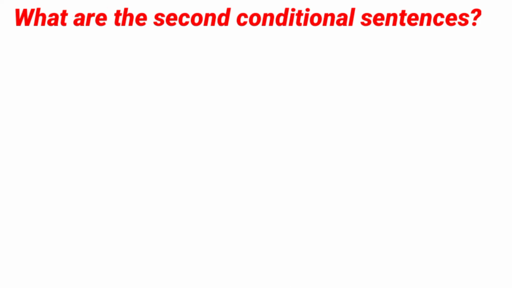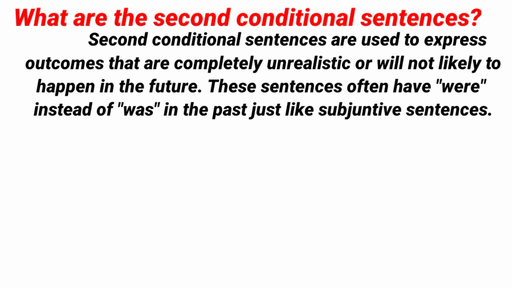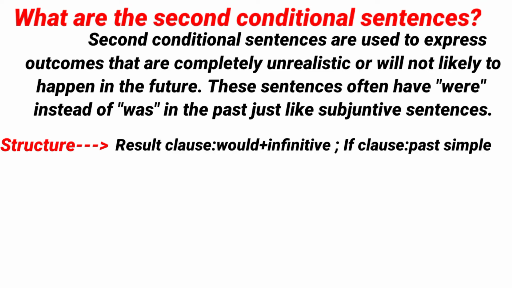Now look at second conditionals. This is also called type 2. Second conditional sentences are used to express outcomes that are completely unrealistic or will not likely happen in the future. These sentences often have were instead of was in the past, just like subjunctive sentences. The structure of this type is: result clause has would plus infinitive and if clause has past simple tense.